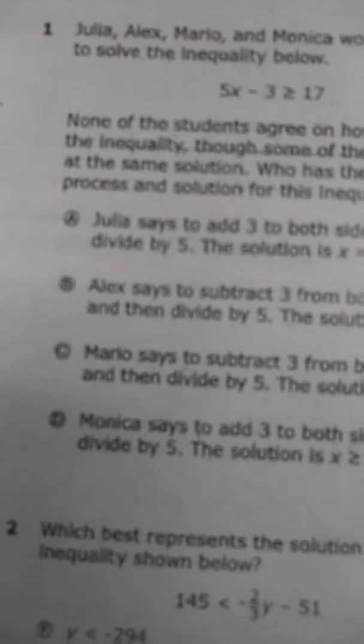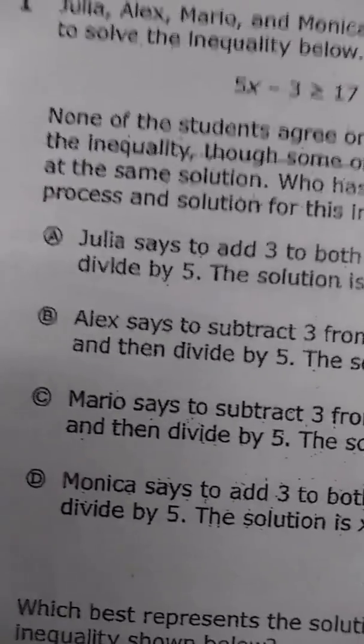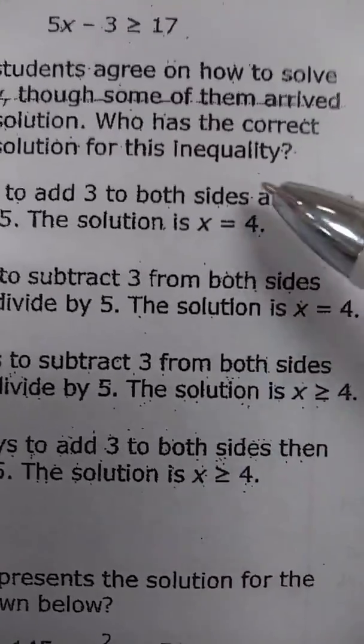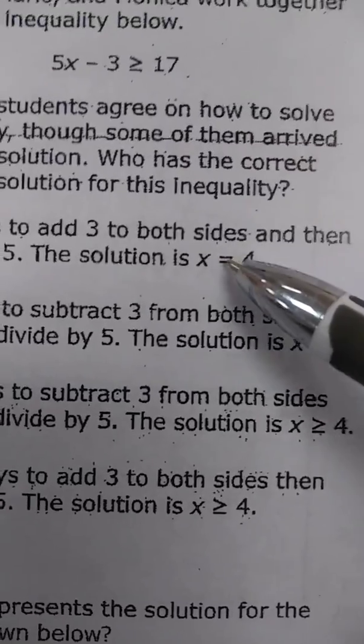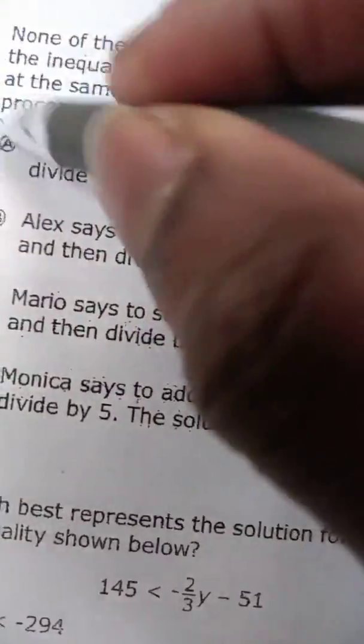Okay, so Julia says to add 3 to both sides. Yes, we added 3 to both sides. That's what we did. And then divide by 5. The solution is x is equal to 4. But we don't have an equal to sign. We have a greater than or equal to sign. So this cannot be A.